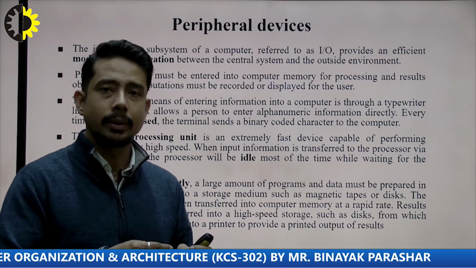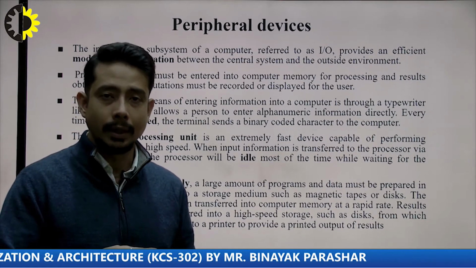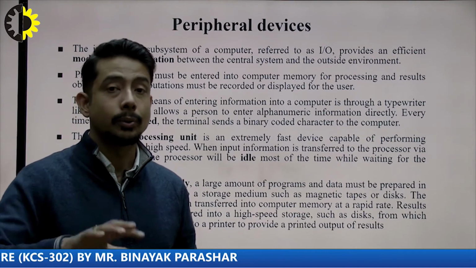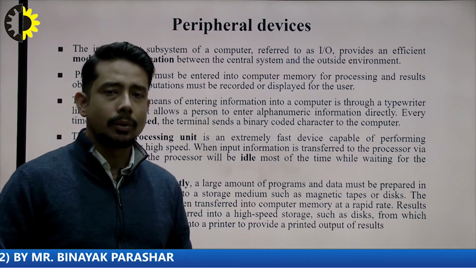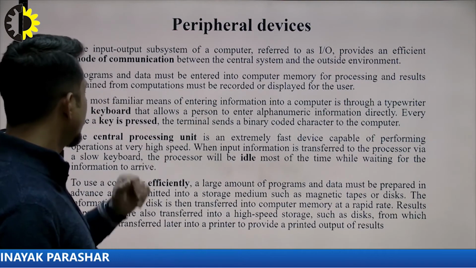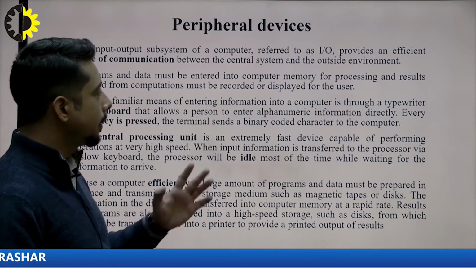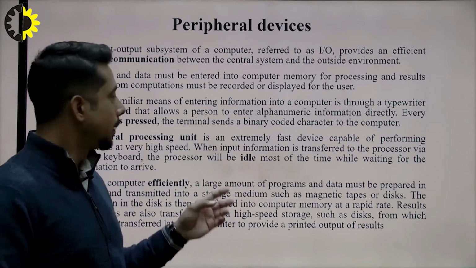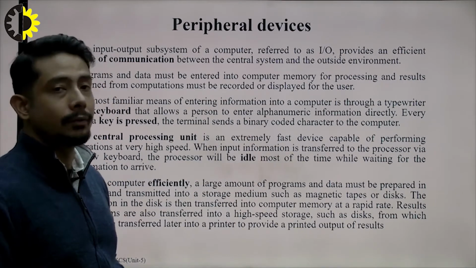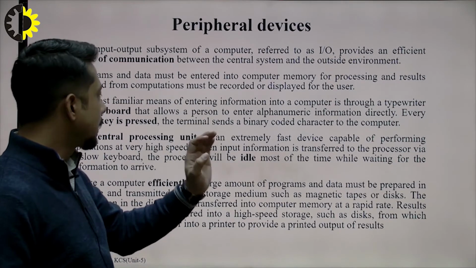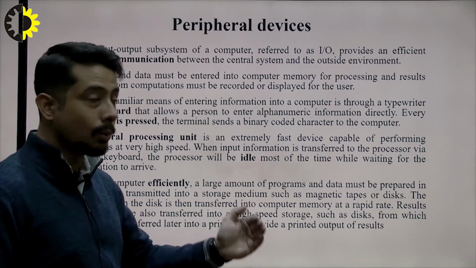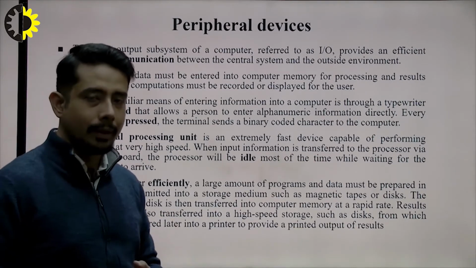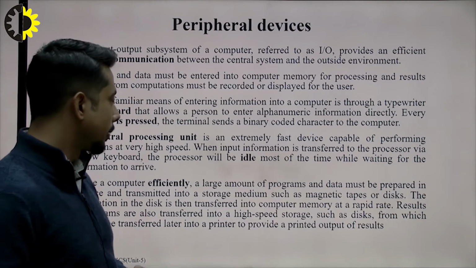Okay, so through the input you are inputting some set of programs or some set of data, and through the output devices you are trying to record, or display that to the end user. Okay, so we can check out some of the points. Here it is mentioned, the most familiar means of entering information into a computer is through a typewriter-like keyboard that allows a person to enter alphanumeric information directly. Every time a key is pressed, the terminal sends a binary coded character to the computer. Okay, so you are already familiar with this point, and I have already explained it to you.